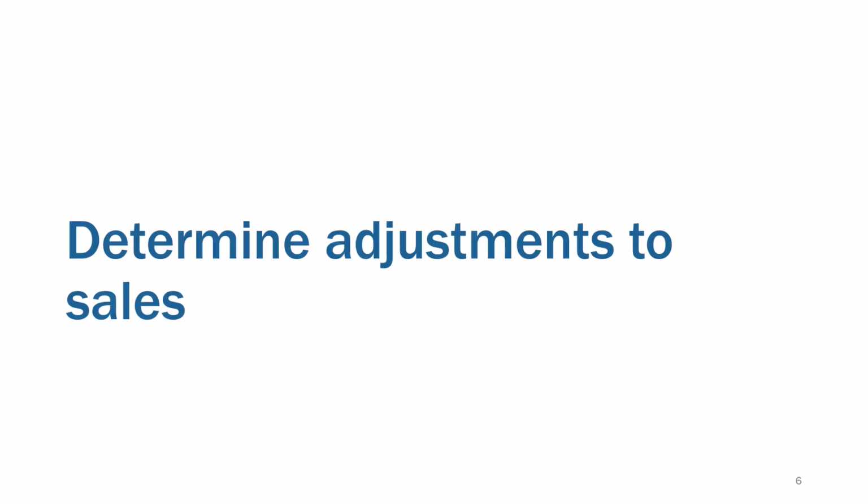So let's talk a little bit about adjustments to sales. There are 3 different types of adjustments that we're going to talk about. The first one is probably the easiest to deal with, and that's just credit cards. So when you think of credit card sales, why does a company accept credit cards? Well, it does it for convenience.